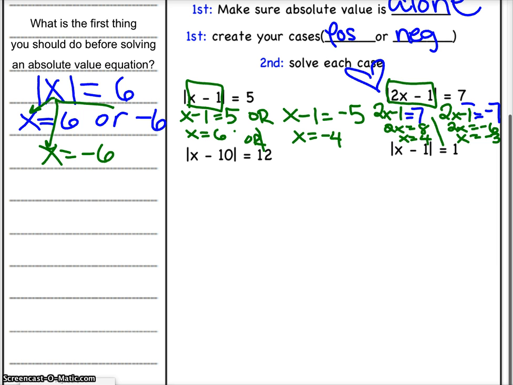x minus 10 equals 12 on this next one. In my brain, I'm saying what is 12 away from 0? 12 or what else? Negative 12. 12 or negative 12. So I know that I need a 12 and I know that I need a negative 12. So now I want x minus 10 to equal 12, or x minus 10 to equal negative 12. Positive case, negative case.